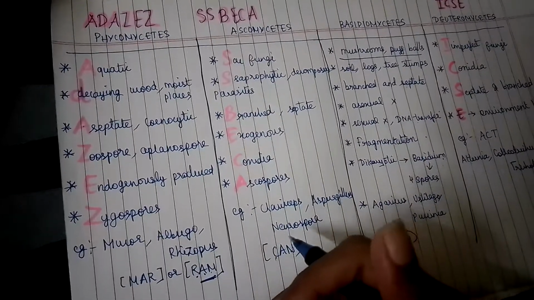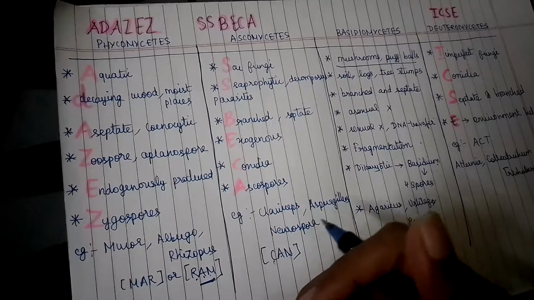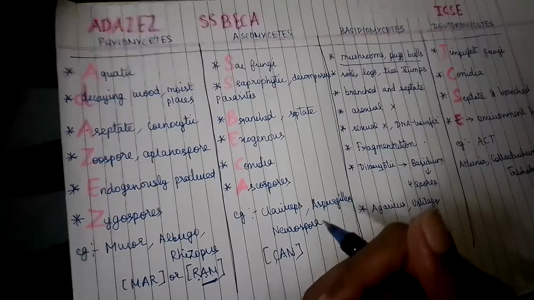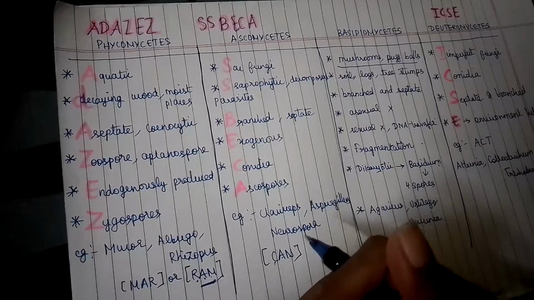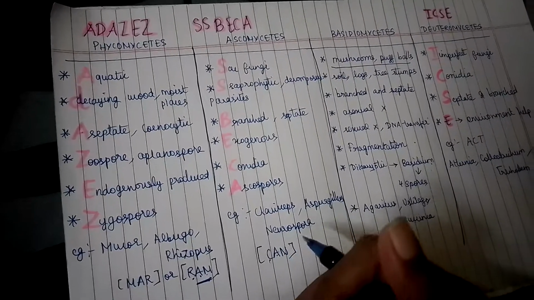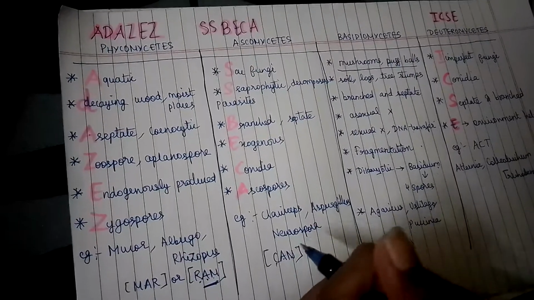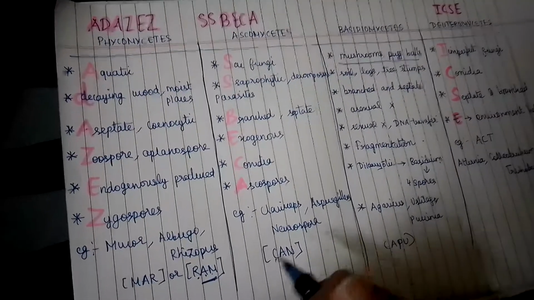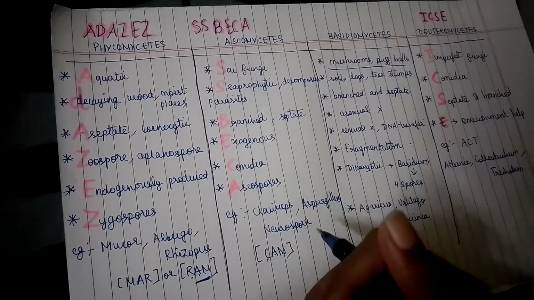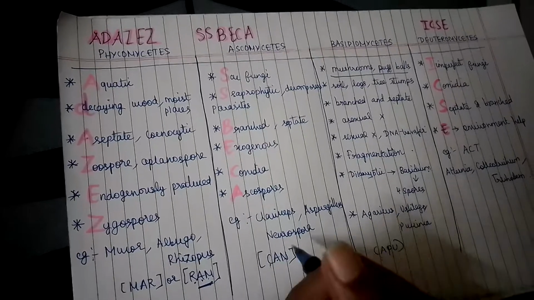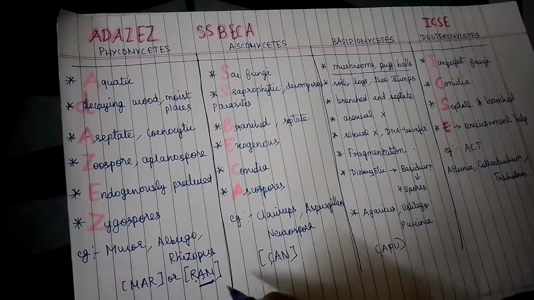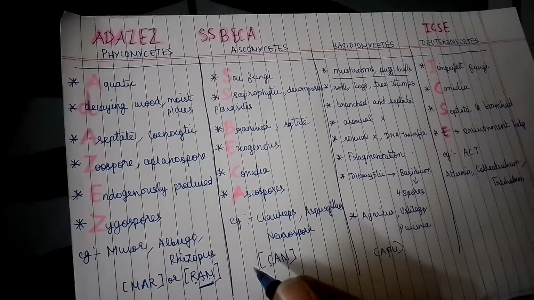I will just read out the points once, whatever is given in NCERT. Members of phycomycetes are found in aquatic habitat and on decaying wood in moist and damp places. The mycelium is aseptate and cenocytic. Asexual reproduction takes place by the zoospores or by the aplanospore. The spores are endogenously produced in the sporangium. A zygospore is formed by the fusion of 2 gametes. The gametes are similar in morphology or dissimilar. Some common examples are mucor, rhizopus, which is the bread mold, and albugo, which is the parasitic fungi on mustard.